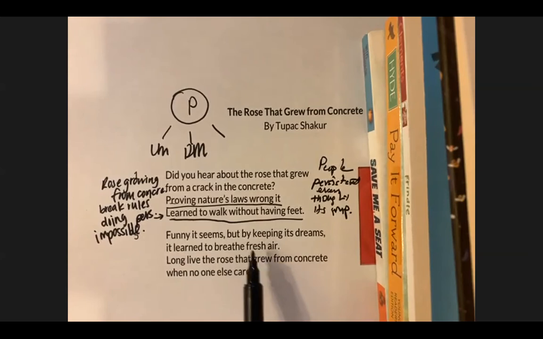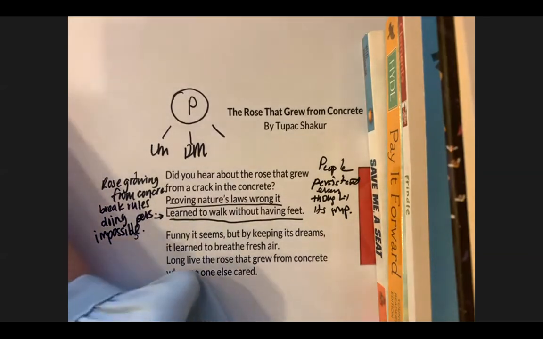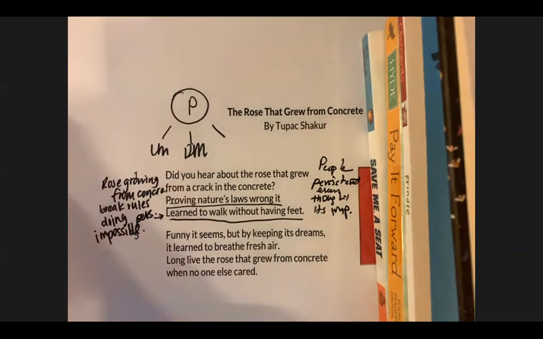Funny it seems, but by keeping its dreams, it learned to breathe fresh air. Long live the rose that grew from concrete when no one else cared. Stop and jot what's literally happening here, and on a deeper level, what's happening here. About 15 seconds. Great. 5, 4, 3, 2, and 1. What's literally happening here?